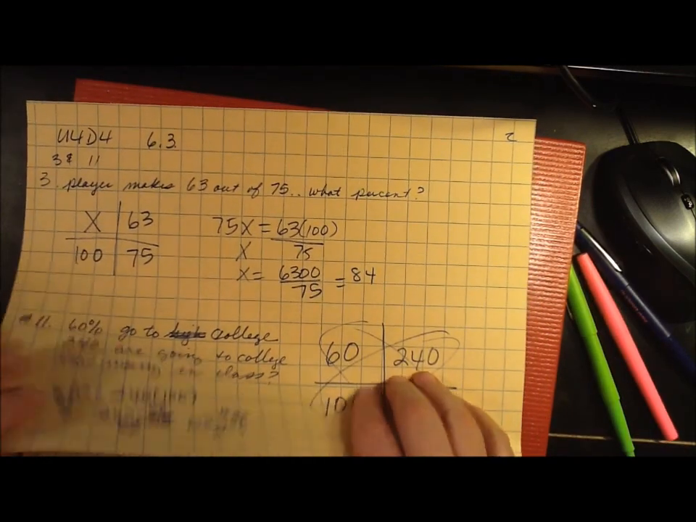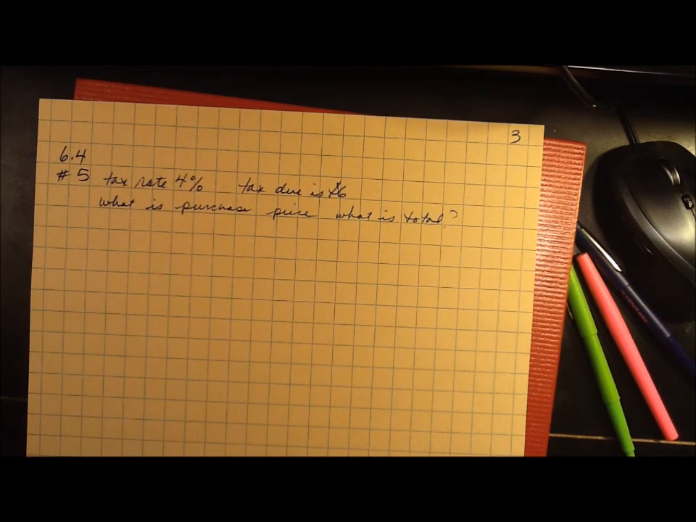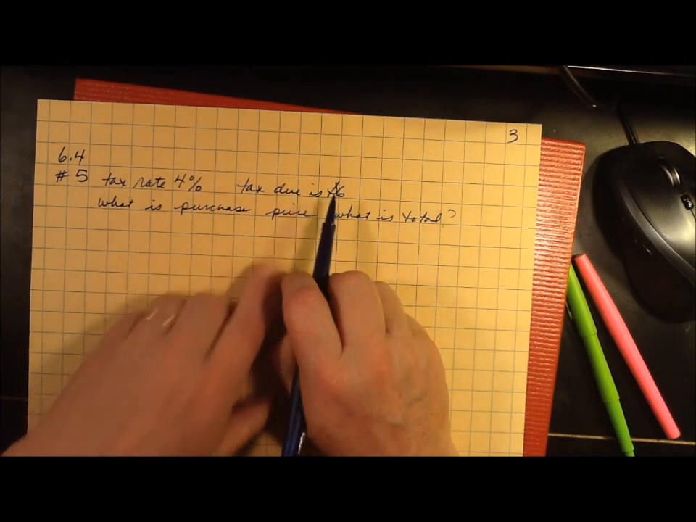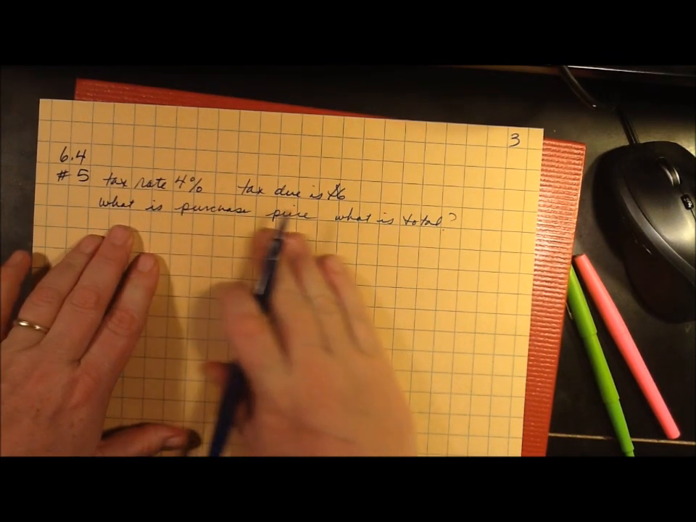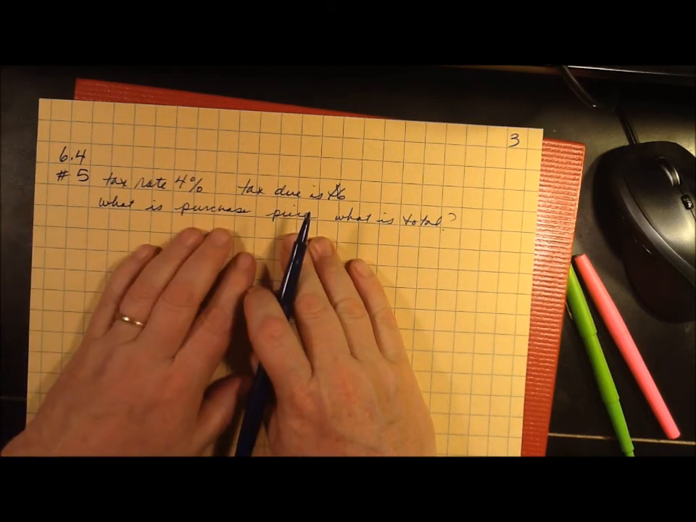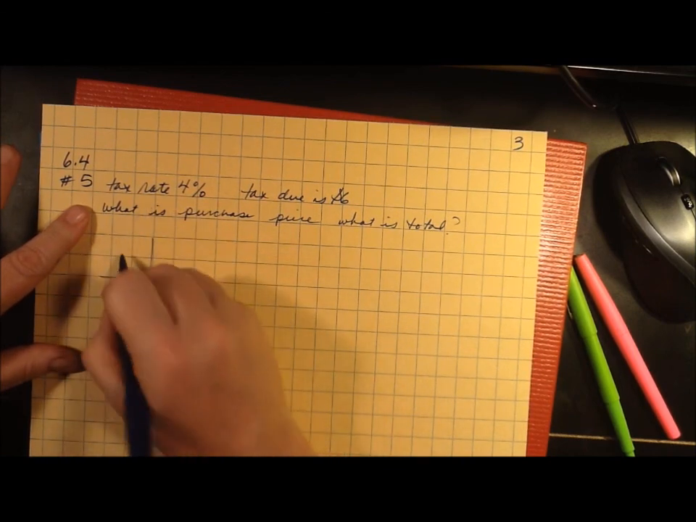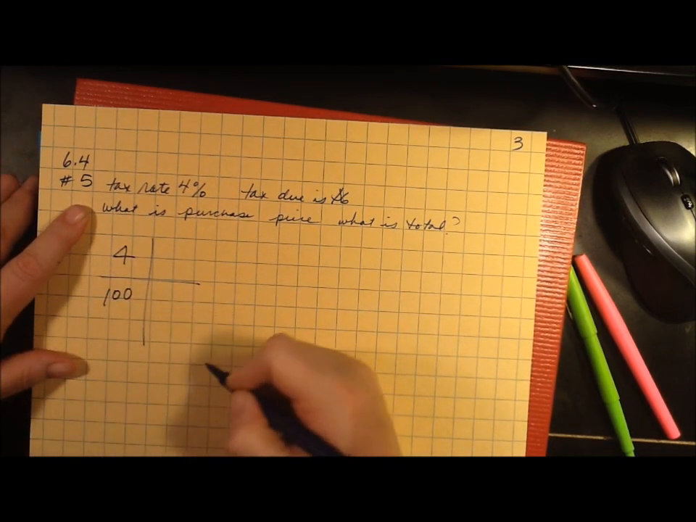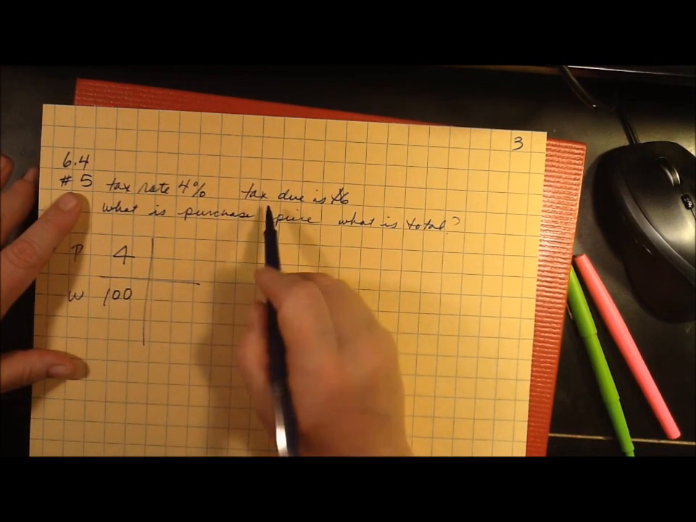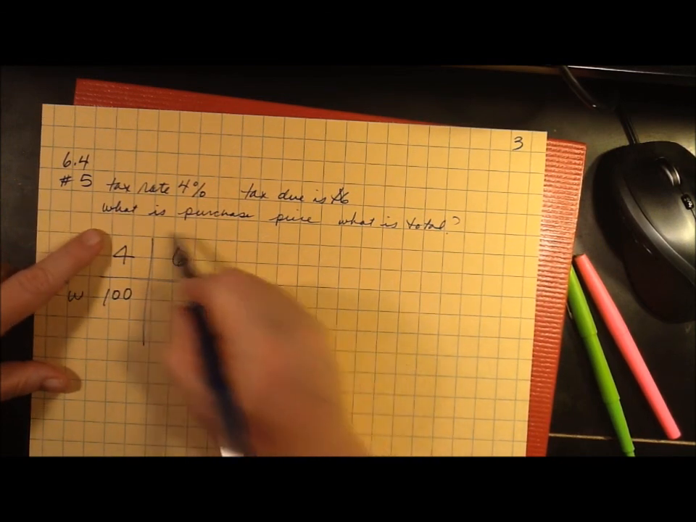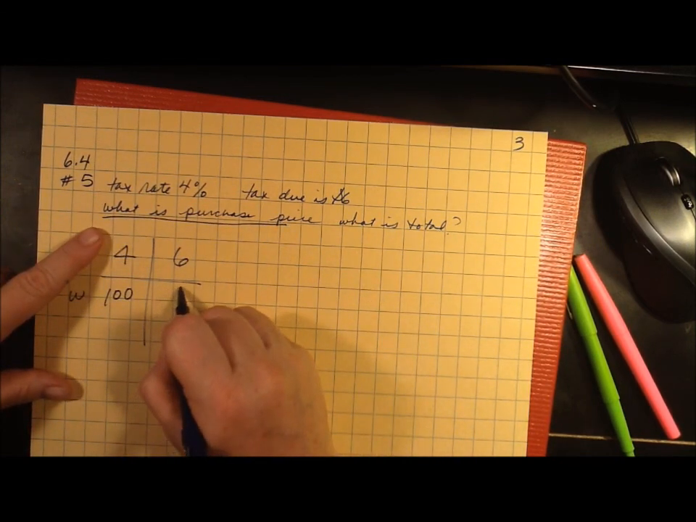Okay, finally let's look at 6.4 number 5. Tax rates. Tax rates are, yes, that's an application that we use all the time. So the tax rate is 4%. You have to pay $6 in tax. And they want to know what was the purchase price of the original item, the bike, I think, and what's the total. So let's set it up. First, we know that 4% is the tax rate, part whole. And the tax due, the part, is $6. And they're asking what was the original whole.